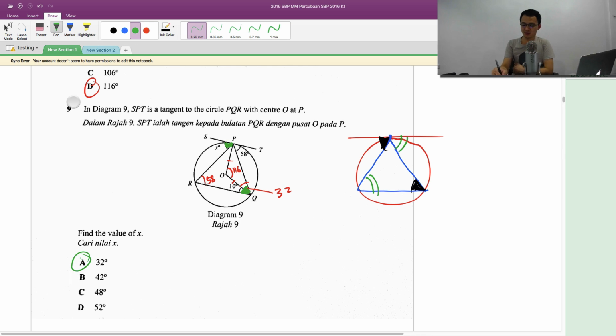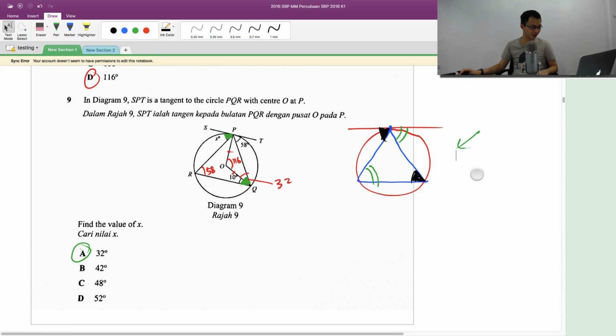This one is a bit complicated. If you don't understand this one, there's no way you can solve this question. So you must know how to do this.